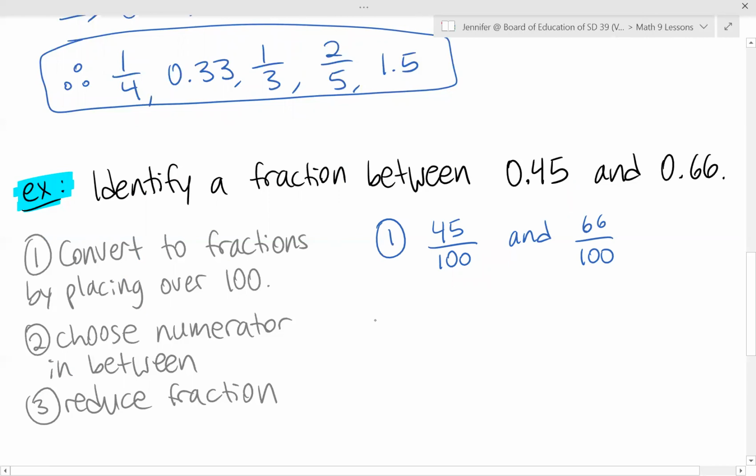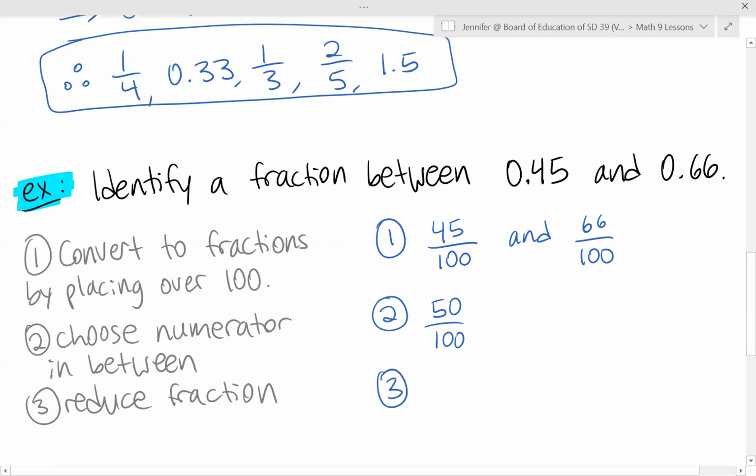The second step is you're going to choose any numerator in between these two. Now it's easy to compare because they're both over 100. So what would be a number between 45 and 66? Well, why don't we just pick 50? So 50 is between those two, and then this is going to be over 100 as well. So 50 over 100 is between these two fractions.